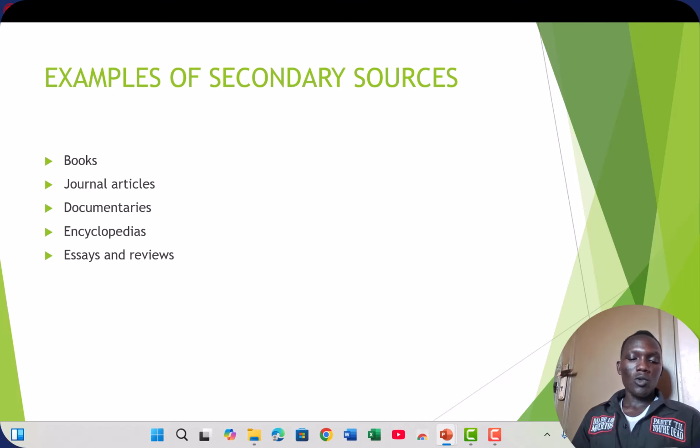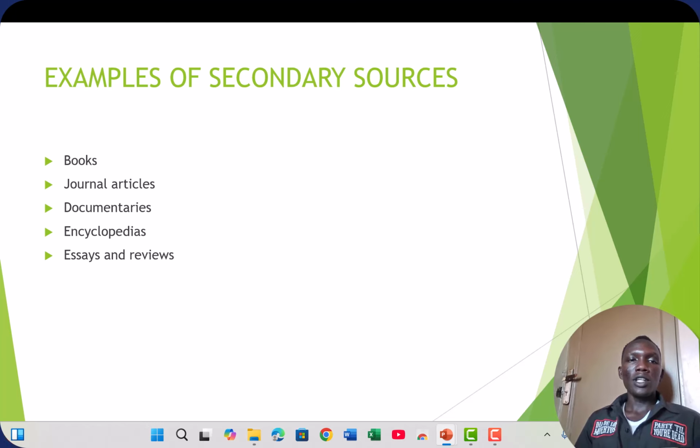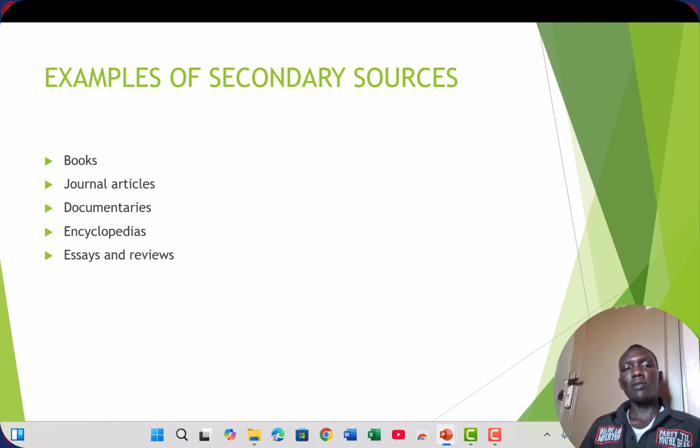Then the second one is journal articles. These articles basically analyze primary data. Take for instance research papers analyzing the results of scientific experiments. So it's some kind of investigation that has been done previously. And it also includes documentaries. Documentaries are also examples of secondary sources, because they are written based on facts, on what has happened way back or previously. So personal information is got from primary sources, then analyzed by secondary sources.